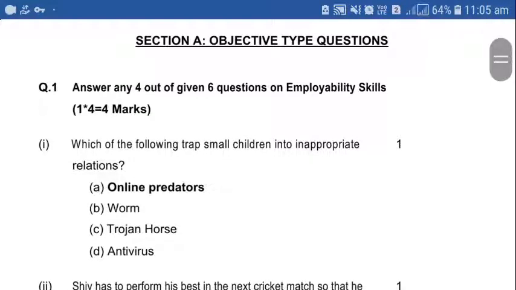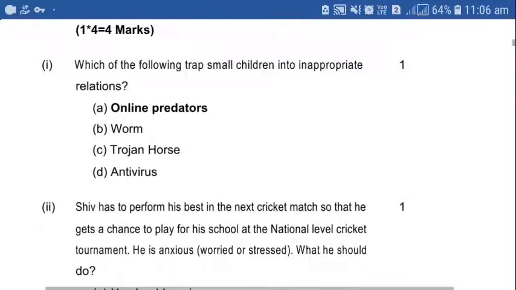The instruction says answer any 4 out of the given 6 questions on employability skill, and each question carries 1 mark. So out of these 6 questions, you have to do only 4. Number 1: which of the following traps small children into inappropriate relations? Four options are given here, and the examination is already over, so you can easily know the answer. The bold option is the correct answer, that is online predator.